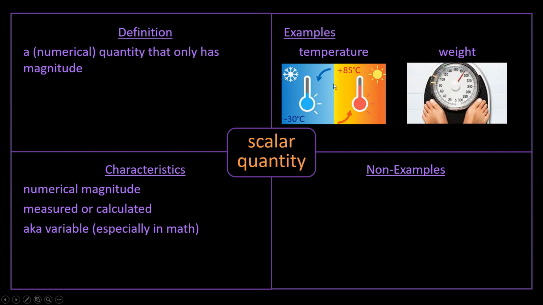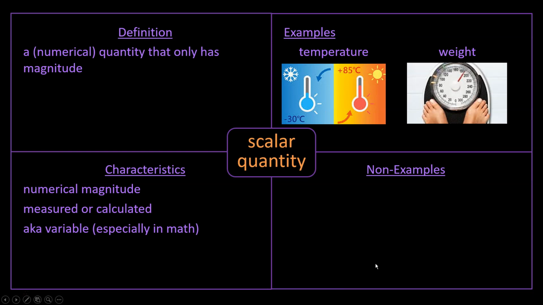But there is no direction to the temperature. The temperature may be increasing or decreasing, but it's not like it's 85 degrees Celsius in the south direction. That doesn't make any sense. Same thing with weight. This person looks like they're coming in at about 188 pounds. Again, there's no direction to that. It's not 188 pounds upward or rightward. So these things that are represented only by a number, only by a magnitude, are called scalar quantities.